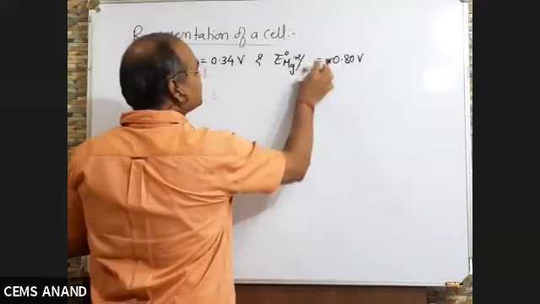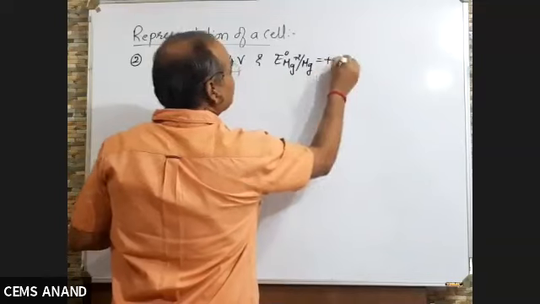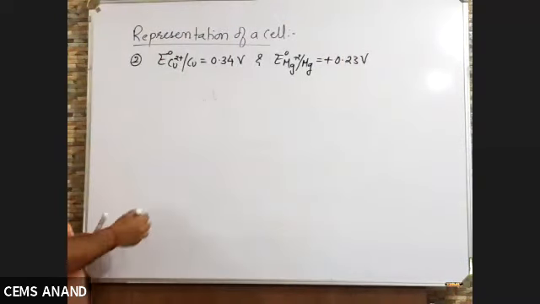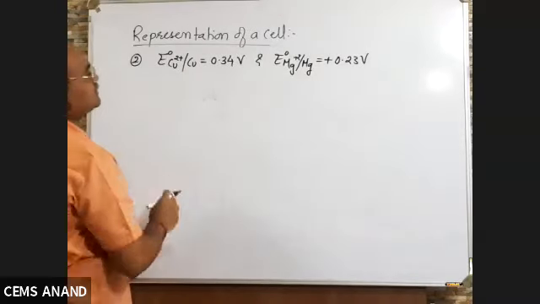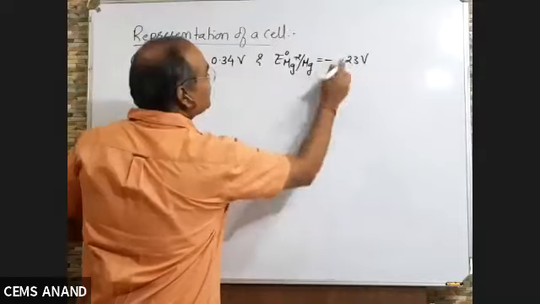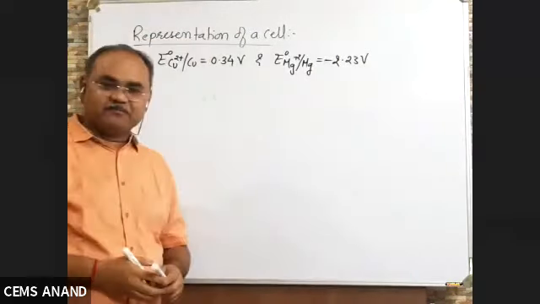Mg2+ | Mg, the value is roughly 0.23 volt, plus 0.23 volt. And copper is minus 0.23 volt, this much. Now, how to represent a cell?